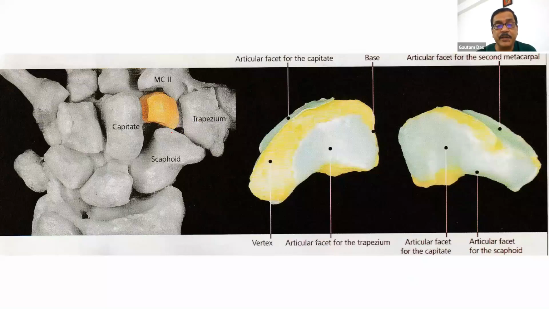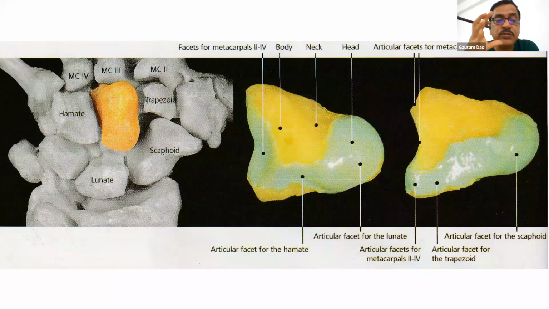And then the capitate. The capitate is a very big bone. The distal part is very broad, just like the scaphoid, where the distal part was broad. Here also the distal part is very broad. It is lying in the center of all the carpal bones, and except the trapezium, it is articulating with all the carpal bones.